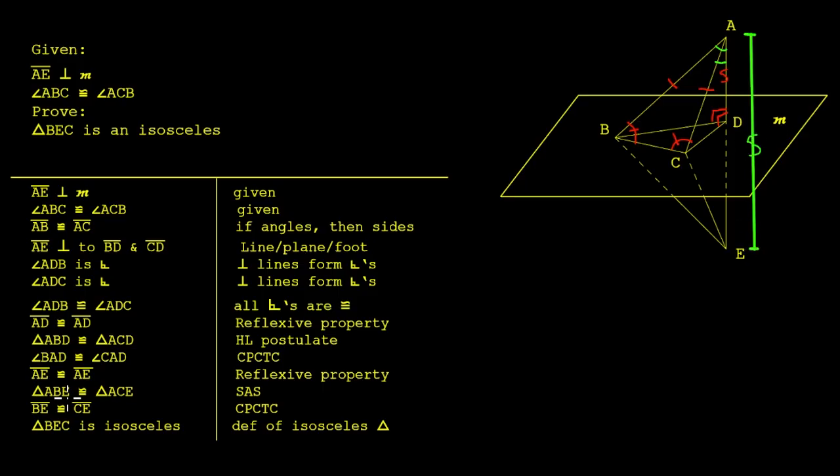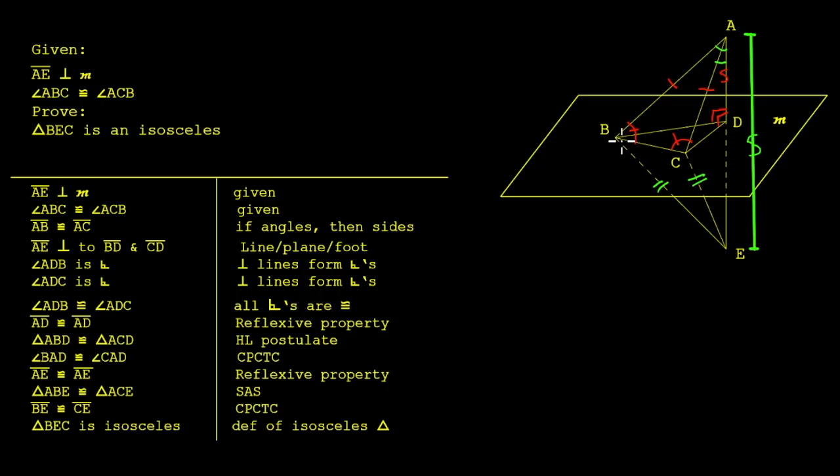Then triangle ABE is congruent to triangle ACE, SAS. So we have the red single mark, the angle, and then this reflexive side. Red single mark, angle, reflexive side. So SAS, side angle side. From there, BE is congruent to CE, CPCTC. So BE right there is congruent to CE right there.